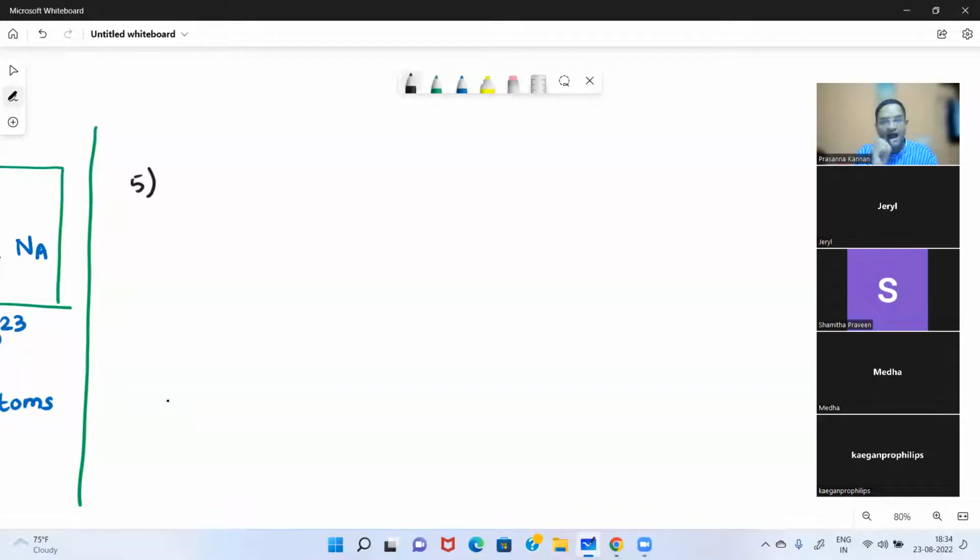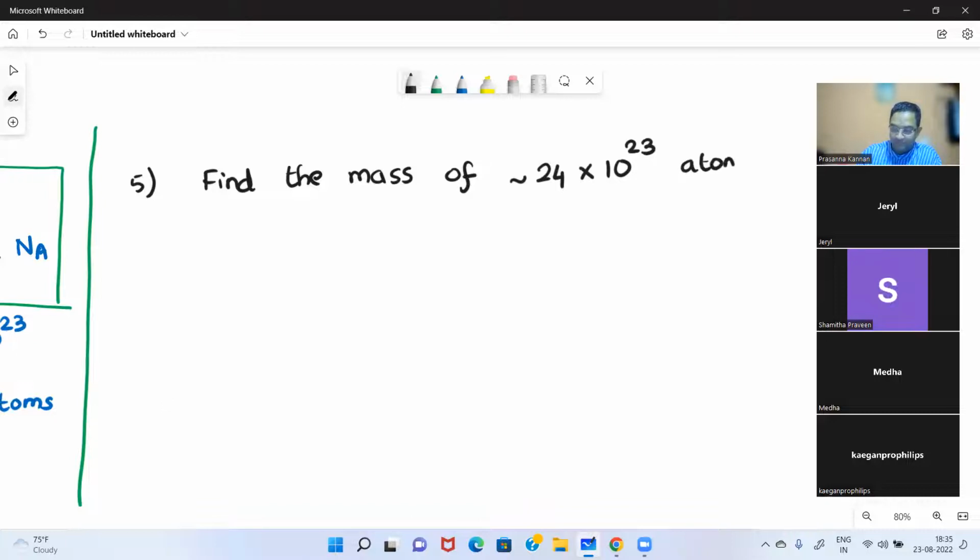Okay, fine. The reverse I am going to tell for atoms. Find the mass of approximately 24 into 10 power 23 atoms of chlorine. I'm not given chlorine gas, because if I say chlorine gas, it will be Cl2. Because simply I have told chlorine, it may represent chlorine atom. So let's do it now.